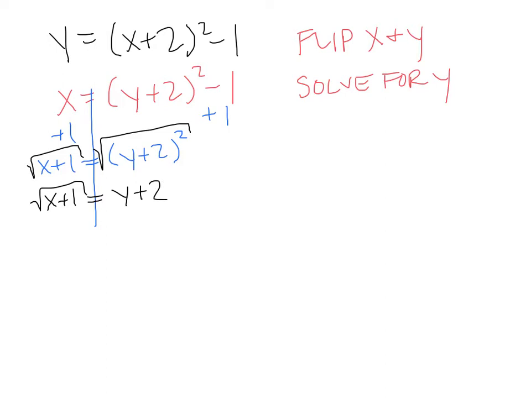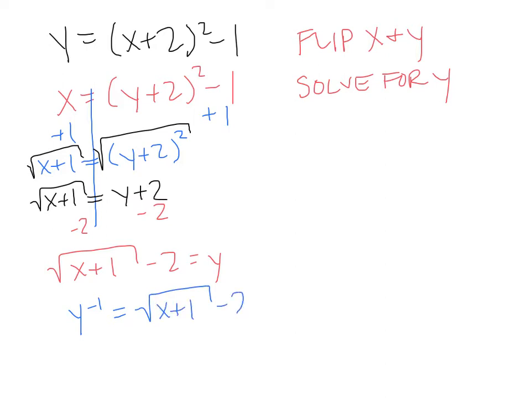I almost have y by itself. There's only one more thing to do. Got to move that 2. So I'm going to end up with the square root of x plus 1, minus 2, equals y. If we want to think about that all fancy like, we would say the inverse is the square root of x plus 1, minus 2.